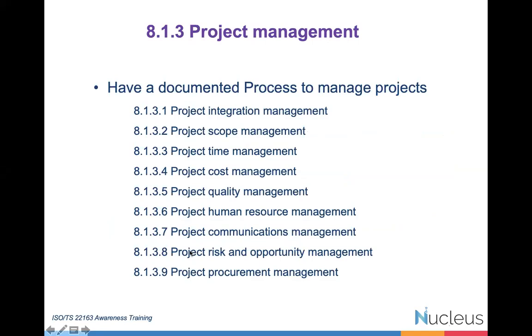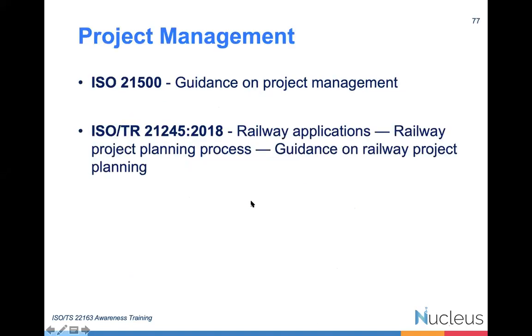Then there is the huge requirement in the entire ISO TS 22163: project management. It has a lot of subclauses: integration management, scope management, time management, cost management, project quality management, HR management, communication management, project risk and opportunity management, project procurement management. We need to prove it, but there is no guidelines document given in the standard. There are two documents available, which I am putting in that slide. If you want to explore further, you can refer to them. Again, this is not mandatory, only optional.